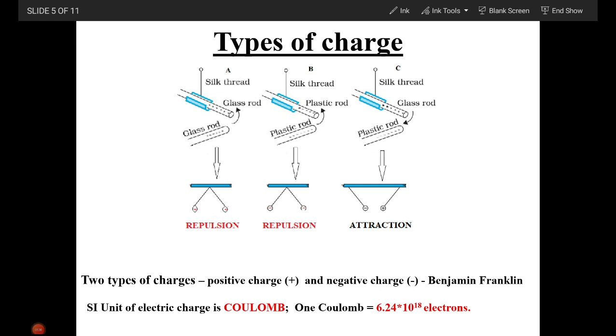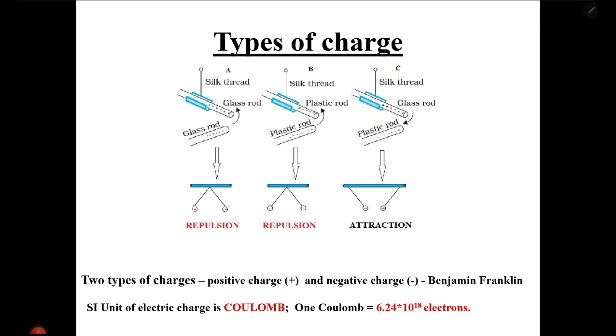Next, we are looking into types of charge. In order to understand what kinds of charges there are, we are considering three cases. In case A, two glass rods of the same material are rubbed using a silk thread and kept very near. In case B, two plastic rods are rubbed using silk thread and kept very near. And in case C, a glass rod and a plastic rod, different materials, are rubbed using silk thread and kept very near.